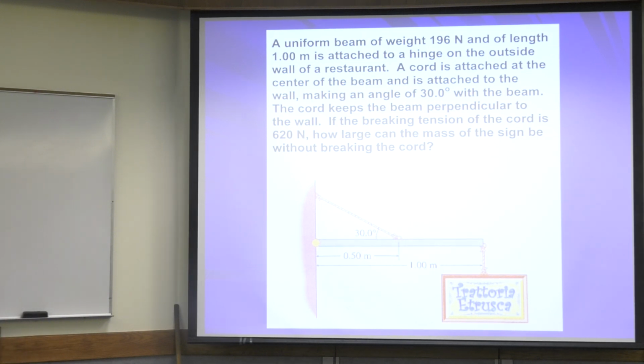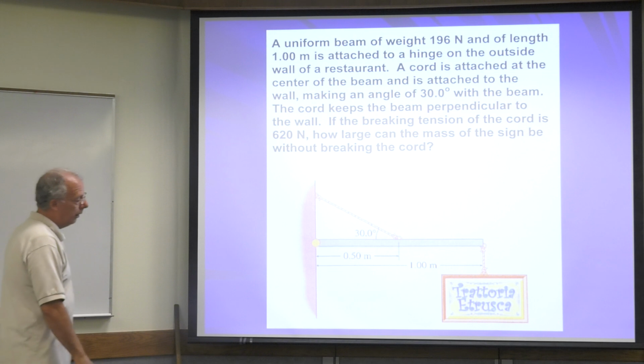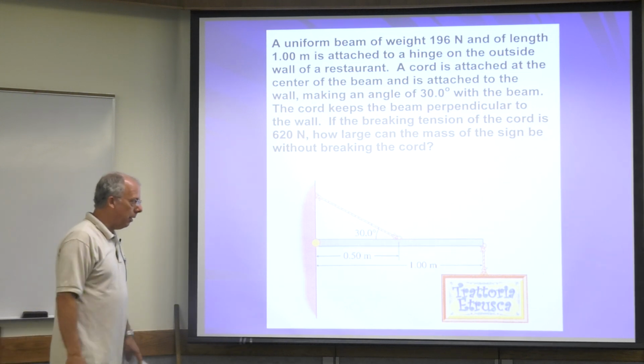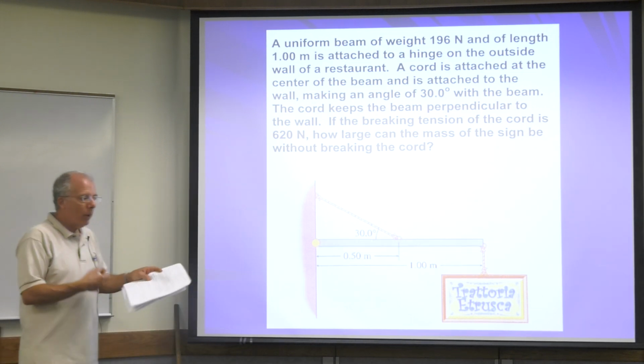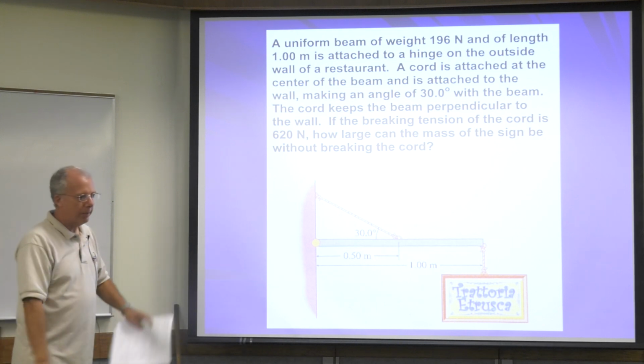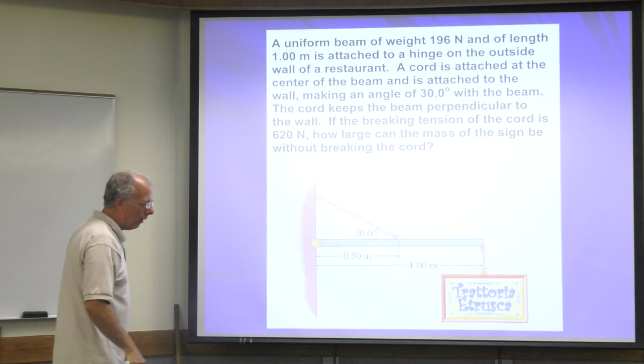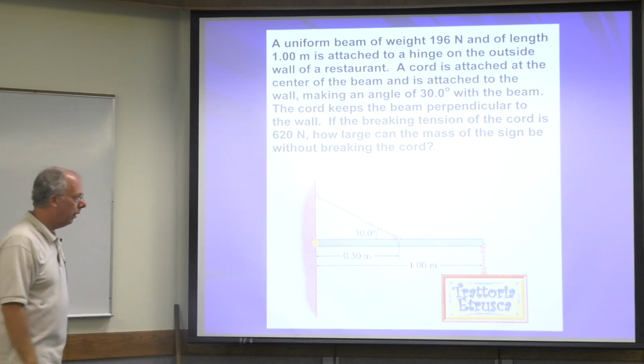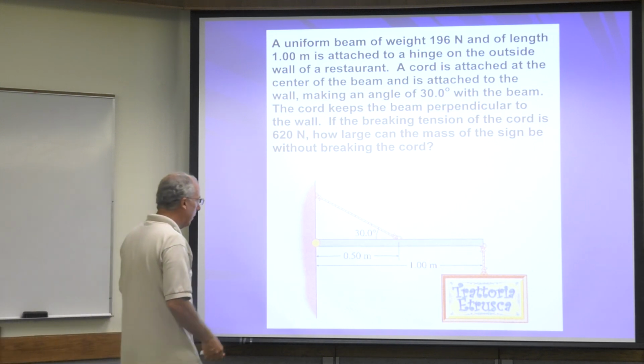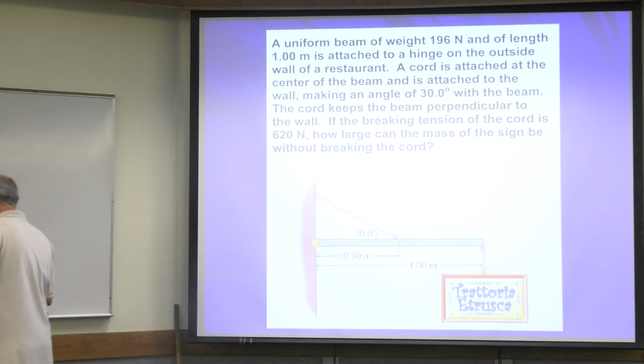Okay, first question, what's the object? Is it the sign? Is it the beam? Is it the rope? I mean, what's the object? What are the forces acting on? What are the torques acting on? What's the object? It's the beam, right? The beam. So the beam is the object. Okay. What are the forces that act on the beam?